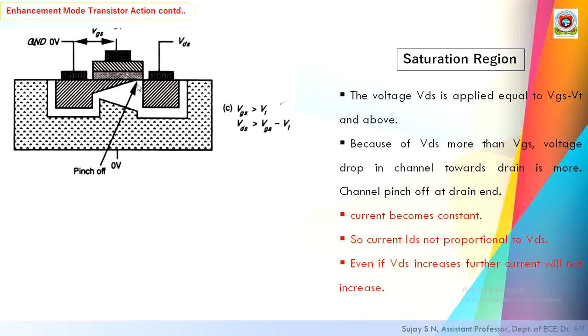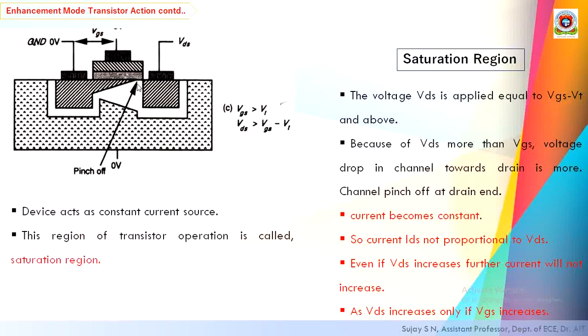If current becomes constant, we can use this device as a constant current source. And the transistor can be used as an amplifier by keeping a particular VDS. And how may the current vary? Here the current is going to vary because of VGS. If we vary VGS, current is going to vary. Here it is IDS. IDS will increase only if VGS increases. It is not VDS. And here current will be constant. That's why we can say the device acts as a constant current source.